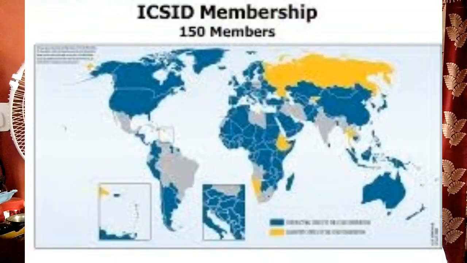And next point is, what is the ICSID Convention also known as? The International Center for Settlement of Investment Disputes is an intergovernmental organization established in 1966 by the Convention on the Settlement of Investment Disputes between States and Nationals of Other States, also known as the ICSID Convention.